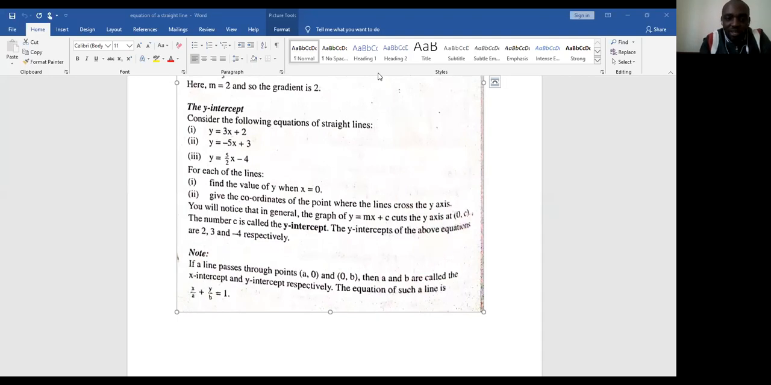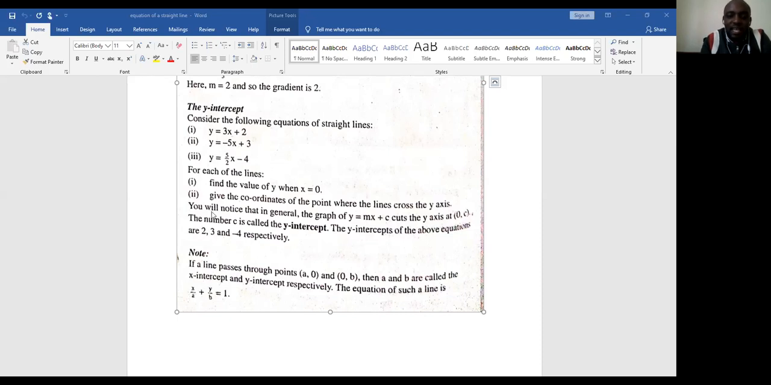Now, we have Roman 3, y equals 5 over 2 x minus 4, so the gradient is equal to 5 over 2. 5 over 2 is 2.5, that is m, or the gradient. And then the y-intercept you can see is negative 4. So the graph cuts the y-axis at negative 4.